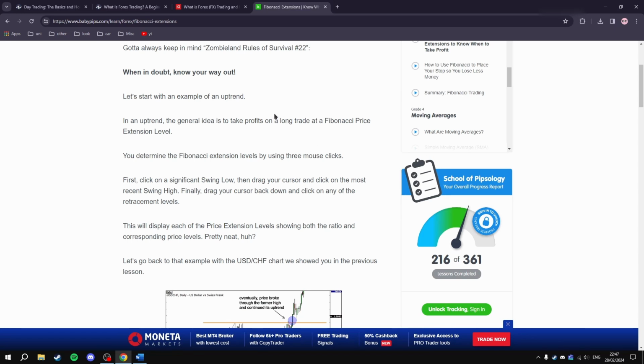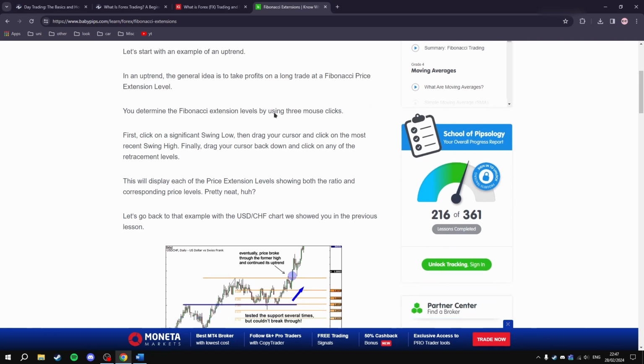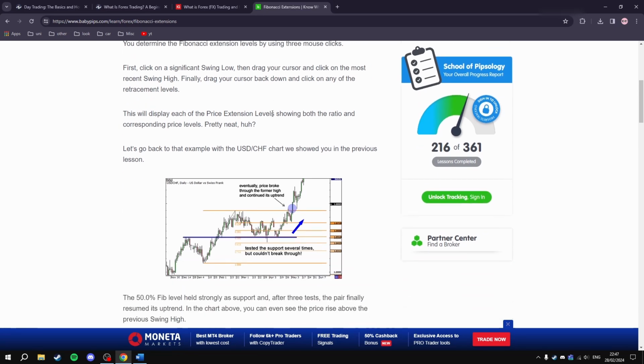You determine the Fibonacci extension levels by using 3 mouse clicks. First, click on a significant swing low, then drag your cursor and click on the most recent swing high. Finally, drag your cursor back down and click on any of the retracement levels. This will display each of the price extension levels, showing both the ratio and corresponding price levels. Pretty neat, huh? Let's go back to that example with the USD/CHF chart we showed you in the previous lesson.